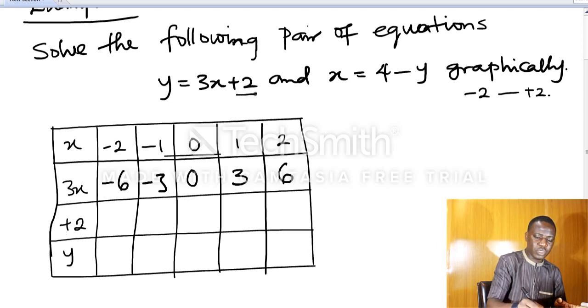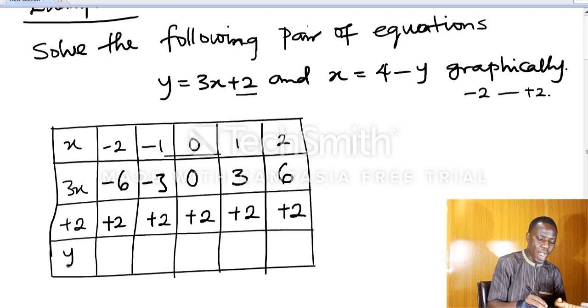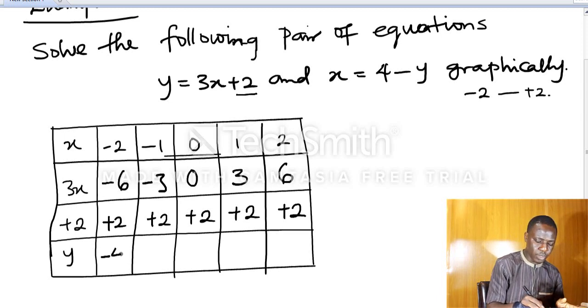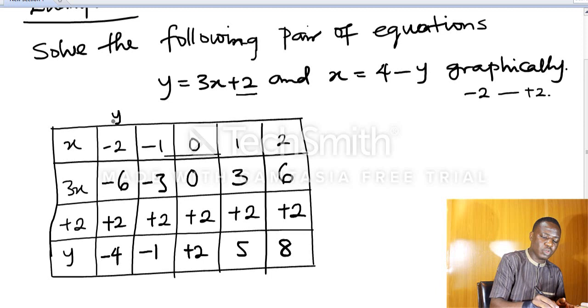So my positive 2 is a constant, so it's going to run through. So this is +2, +2, +2, +2, +2. While the value of y is said to be the sum of 3x plus 2. So I'm going to sum up all the values of 3x plus 2 to get my corresponding values of y. -6 plus 2 is said to be -4. This will give us -3 plus 2 is -1. This is plus 2. This is said to be 5 and 8. So this is my table of values for y is equal to 3x plus 2.